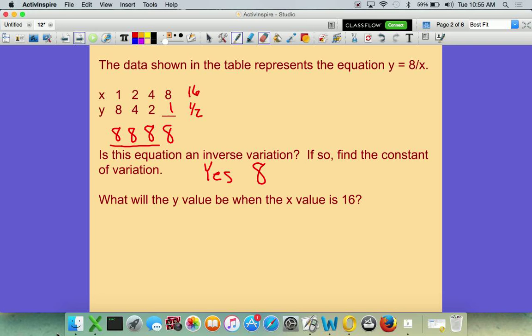Is there another way to do it? Sure there is. We've already said that this is an inverse. So our inverse equation is x times y equals k. All right, we know that our k for this whole situation is 8. And we know that our x value is 16. We just have to solve for y here. So we're going to divide both sides by 16. And y has to equal 1/2.